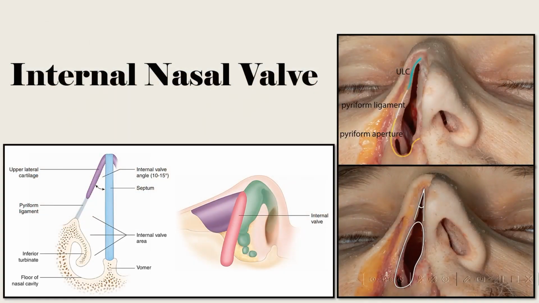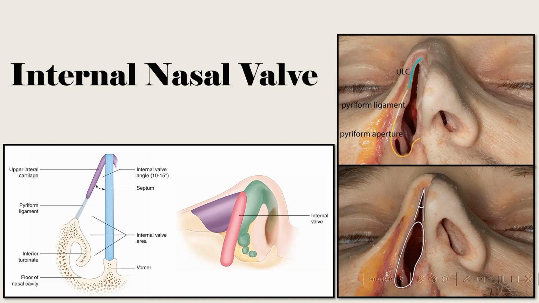Internal nasal valve. Mink, 1903, was the first to localize the internal valve to the slit-like passage between the caudal end of the upper lateral cartilage and the septum. The internal nasal valve is the angle formed by the junction of the nasal septum and the caudal margin of the upper lateral cartilage and is usually 10 degrees to 15 degrees.